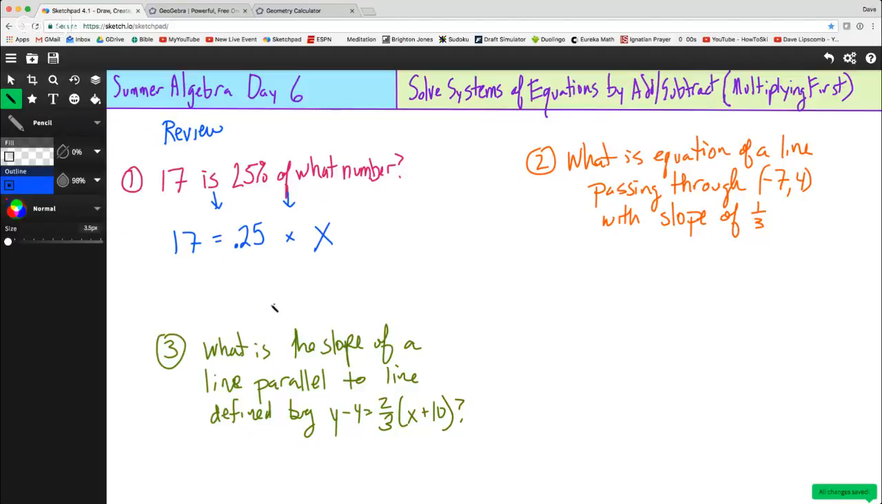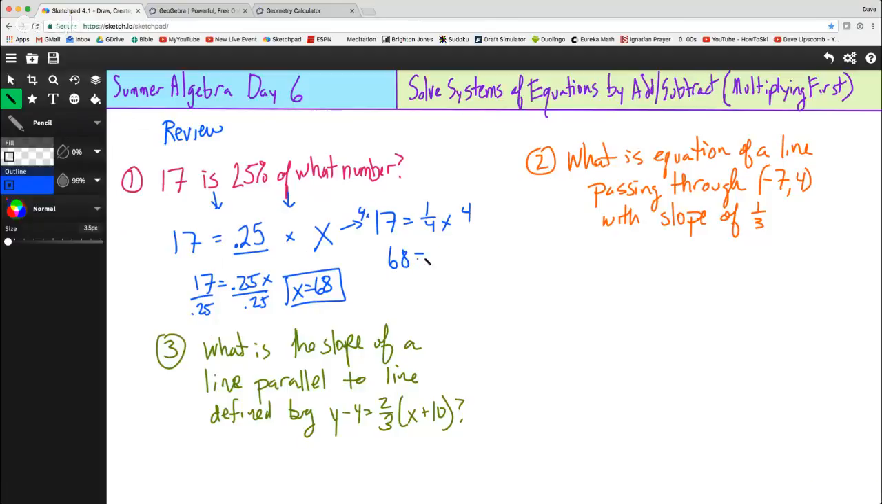This is one way to do it. So 17 equals 0.25x. And because you have a calculator, you can actually just do this very nicely. Divide both sides by 0.25, and then you're going to get x equals 68. For those of you who are super clever and don't like calculators, you could have said, well, 0.25 is the same as a quarter. So 17 equals 1/4 x, and then multiply both sides by 4, and you get 68 equals x. So either way, that's great.